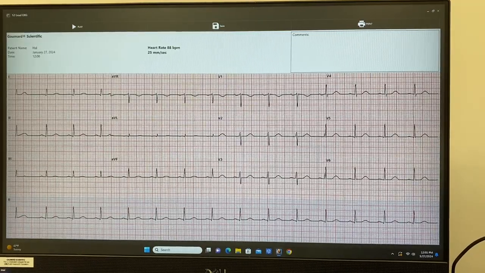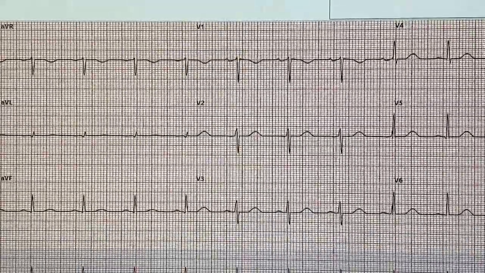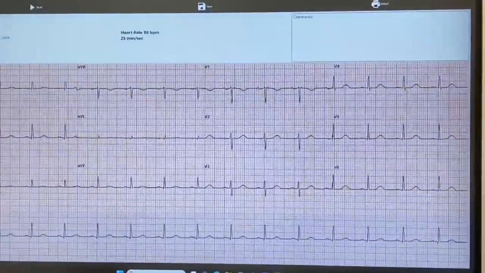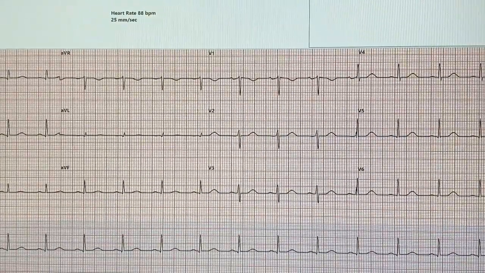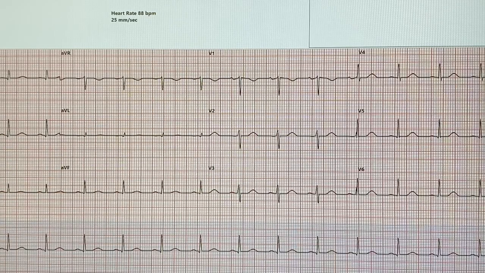So the first two steps are determine your rhythm and your rate, right? So remember what I said about the rhythm. So how do you determine the rhythm? For the rhythm, we would be looking at from here to here, right? Yeah. And so seeing if it's consistent.